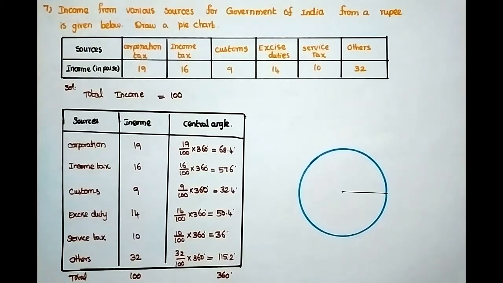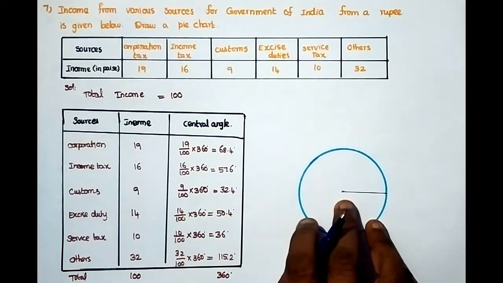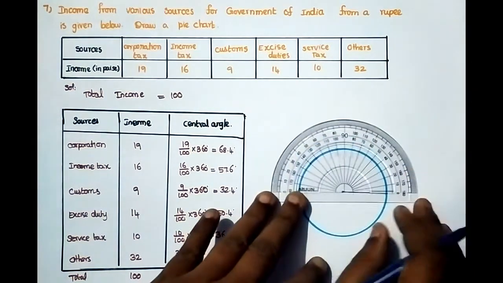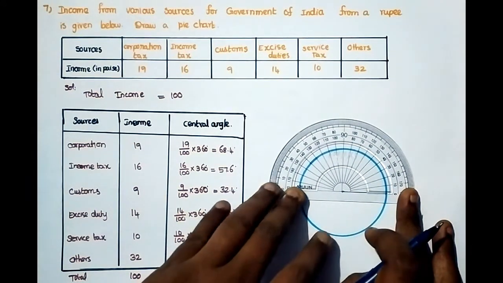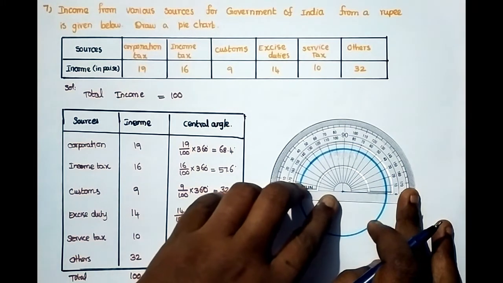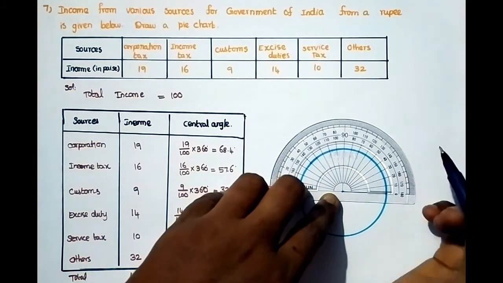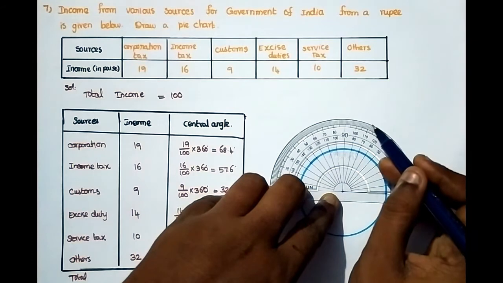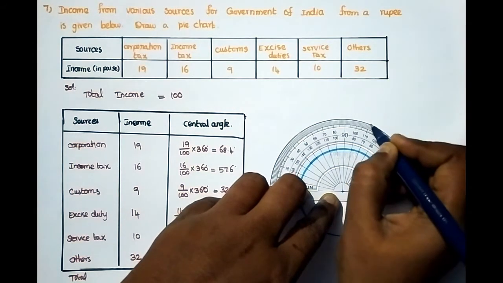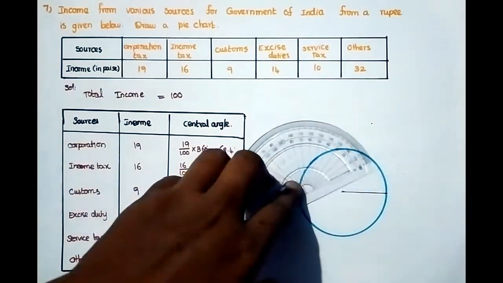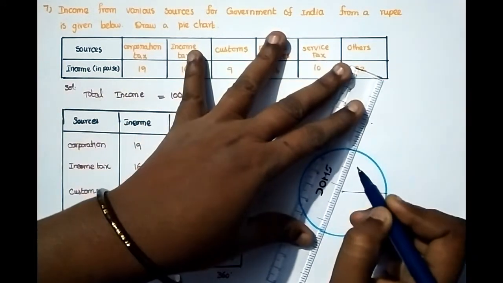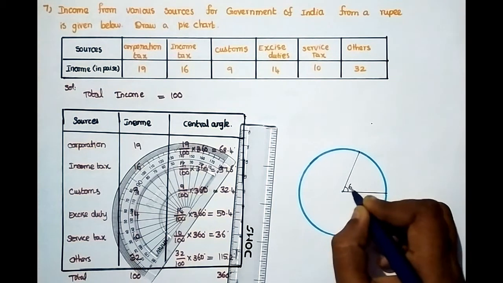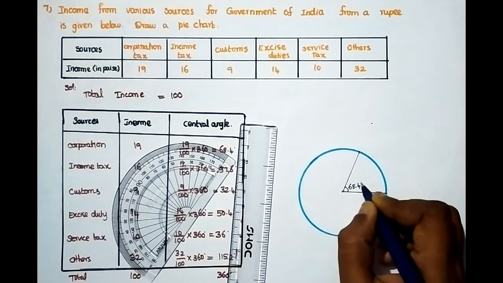Now draw the pie chart. Center angle. From the center point, draw any line, and then from the line we measure how much first? 68.4. 0, 10, 20 means here 60. 68.4 means here 9. That is 68.4 degree.